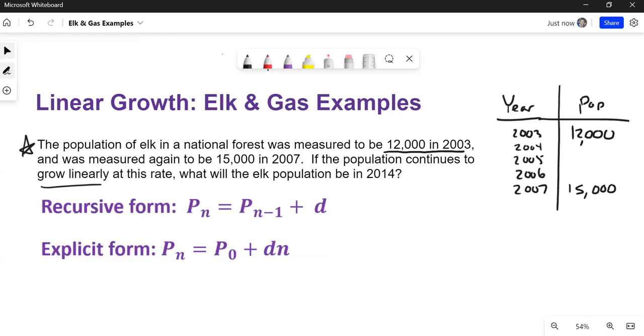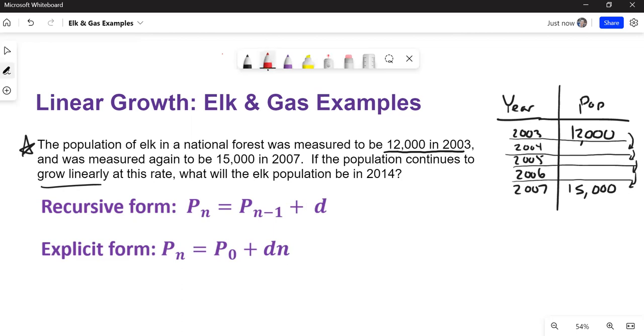You could probably think about it, like, okay, let's see. 2003 is 12,000. Maybe the next year it's 13,000 and then 14,000 and then 15,000. Oh, that would be one off. So this number is a little tricky to figure out. How would we get from here to here, from here to here, and from here to here? You'd have to find a number that works.